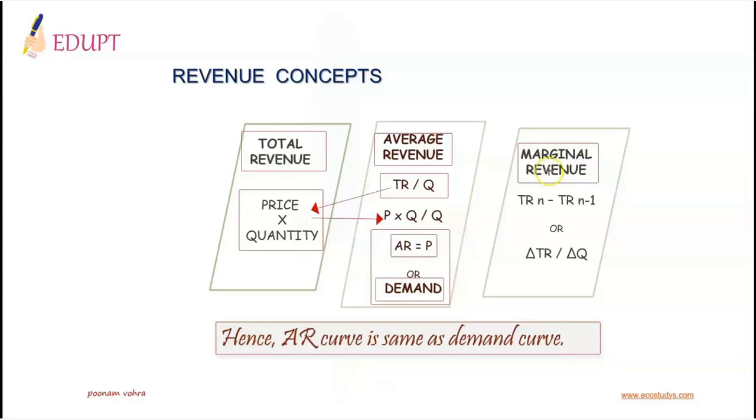Marginal revenue is the additional revenue generated from the sale of an additional unit of output. One can find marginal revenue by taking total revenue of n units minus total revenue of n minus 1 units, or change in total revenue divided by change in quantity sold, or the summation of marginal revenue is total revenue.